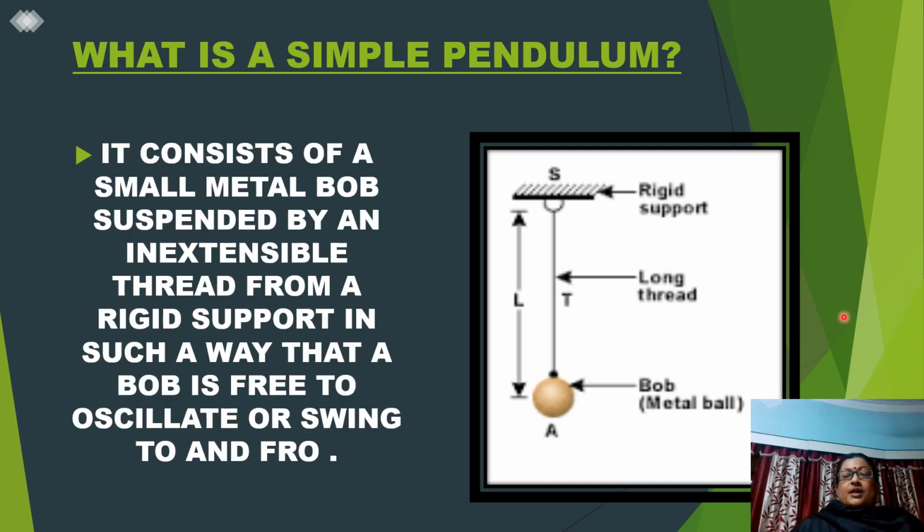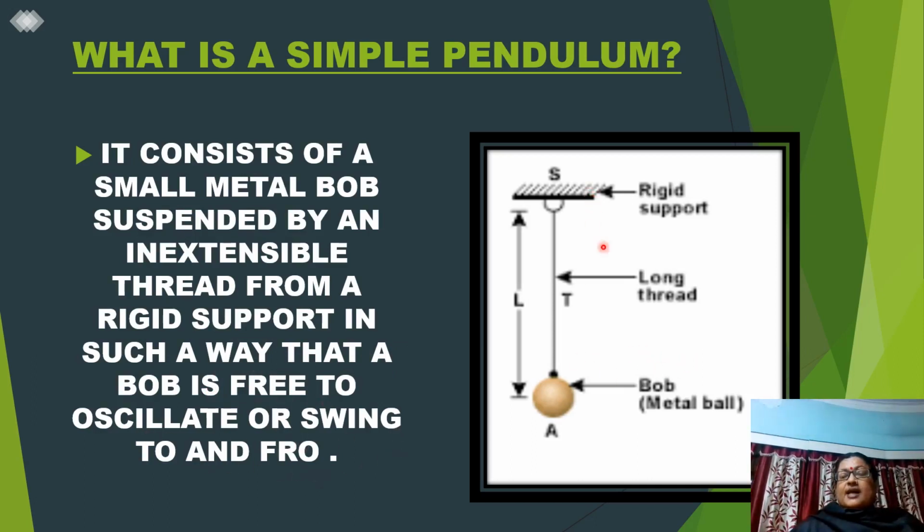Now, if you are going to ask what is a simple pendulum, a simple pendulum consists of a small metal bob which is suspended by an inextensible thread from a rigid support in such a way that the bob is free to oscillate or swing to and fro. I will read it again. It consists of a small metal bob suspended by an inextensible thread from a rigid support in such a way that the bob is free to oscillate or swing to and fro.